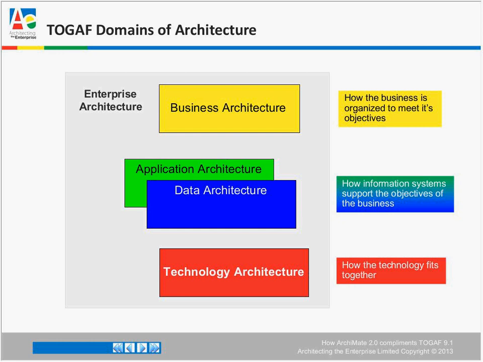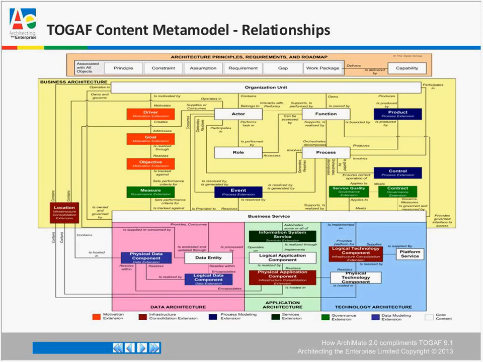First of all, TOGAF defines 4 domains of architecture, as here: business architecture, applications, data, and technology. ArchiMate, as we shall see, has 3 layers: business, application, and technology. And these broadly correspond to these domains, except that in ArchiMate, information or data descriptions are distributed across the 3 layers. So there isn't a separate data architecture as such.